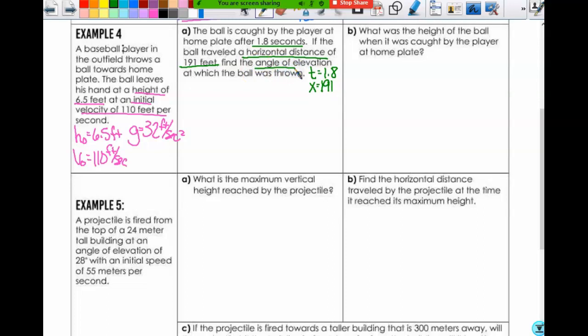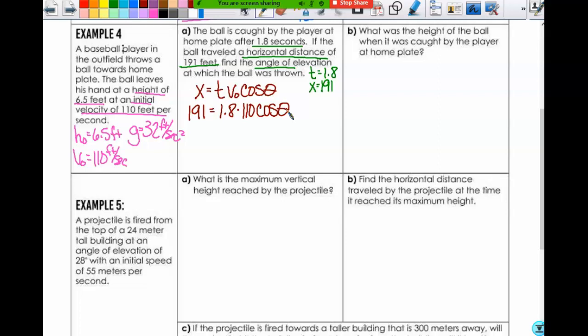Okay? So they give me the horizontal distance and want me to find theta, so I'm going to have to use my x equation. So that would be x equals, I'm just going to write down the generic one, t times v sub 0 times the cosine of theta. Then we're going to plug in everything we know. I know x, it's 191. That's equal to t, which is 1.8, times v sub 0, which is 110, times the cosine of theta, which we don't know.